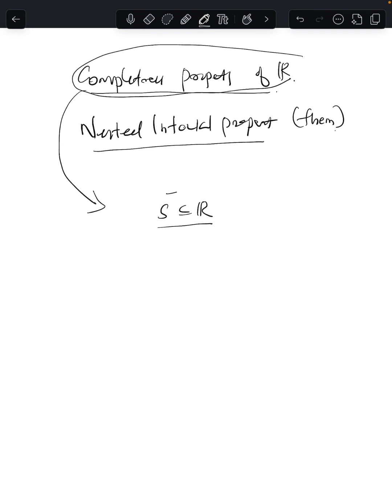The second statement says that if S is a subset of R which is bounded below, that means S has a lower bound, then the completeness property of R says that it has a greatest lower bound, that is, S has an infimum.